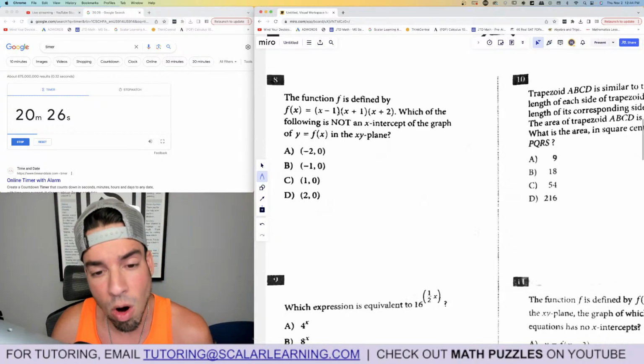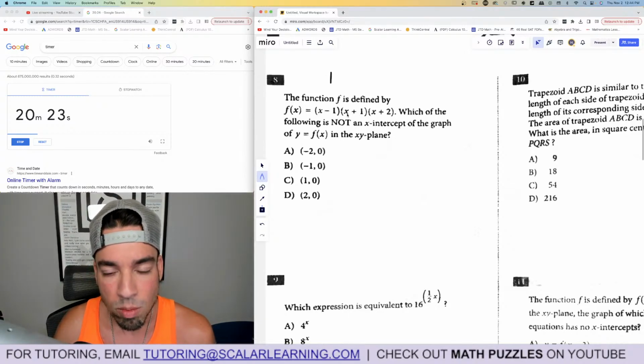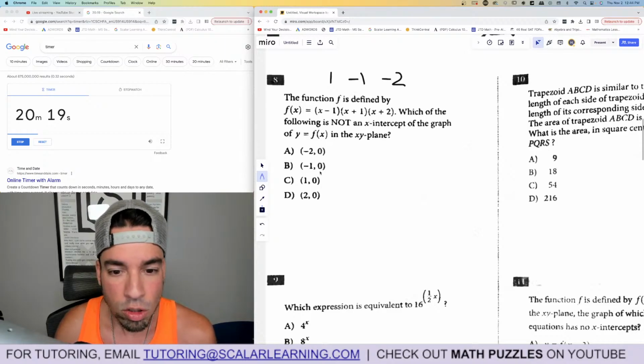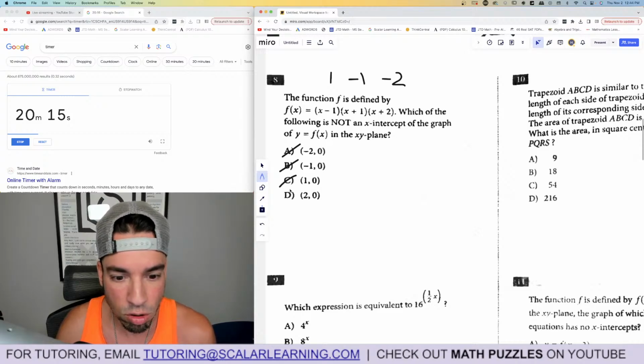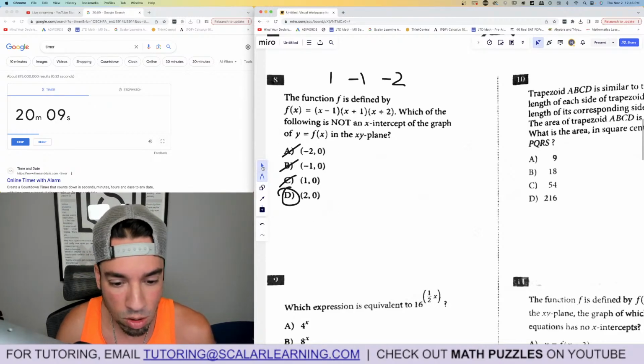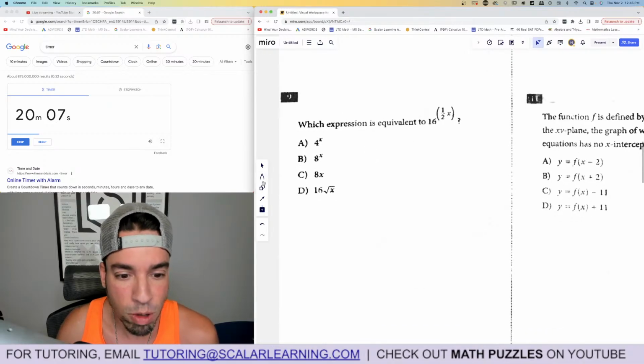Number 8, the function f is defined by, blah, blah, blah. Which of the following is not an x-intercept? So let's find out what the x-intercepts are. We got 1. It's again what's going to zero out each of these binomials, negative 1 and negative 2. So 1, 0 is one, negative 2, 0 is one, negative 1, 0 is one, 2, 0 is not. You can plug in 2 and you get 1 times 3 times 4, which is 12, not 0. Boom, done. Double verified.